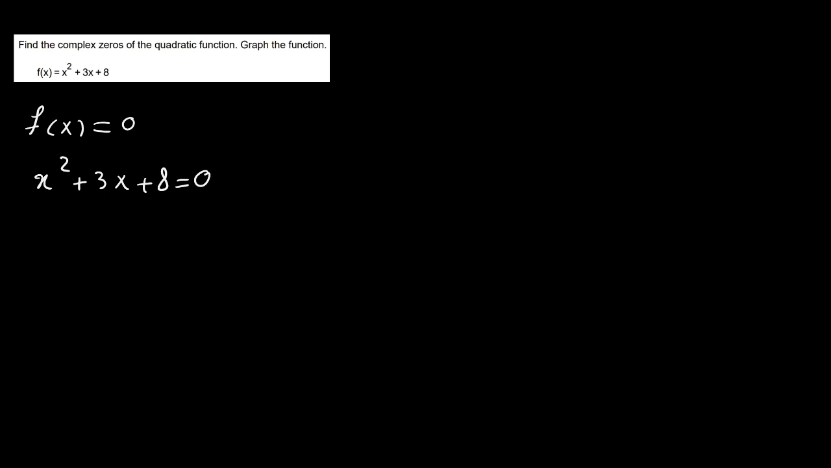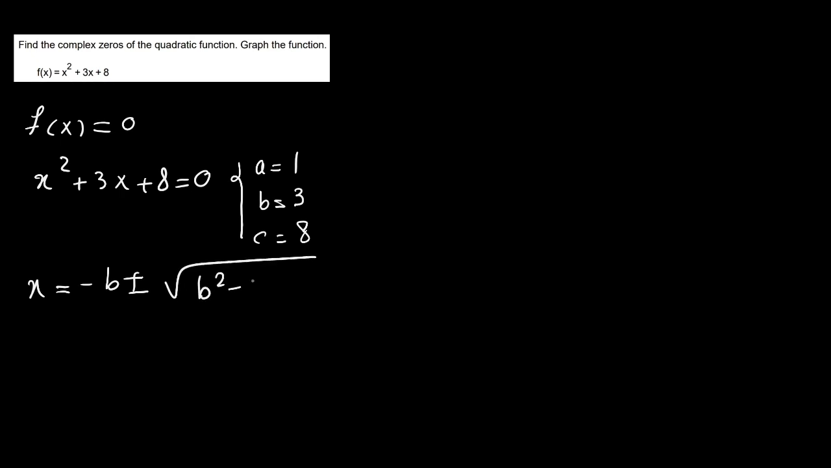We cannot factor. One way to solve this quadratic equation is using the quadratic formula, and another way is to solve for the zeros by the completing the square method. I want to use the quadratic formula. So what are a, b, and c? A is the coefficient of x squared, b is the coefficient of x, and c is the constant. Recall the quadratic formula here. X is negative b plus and minus the square root of b squared minus 4ac, divided by 2a.